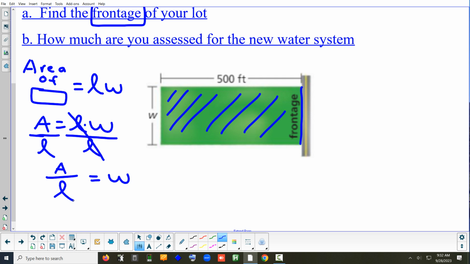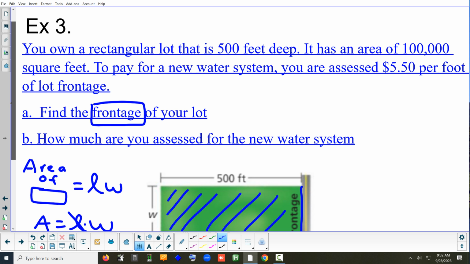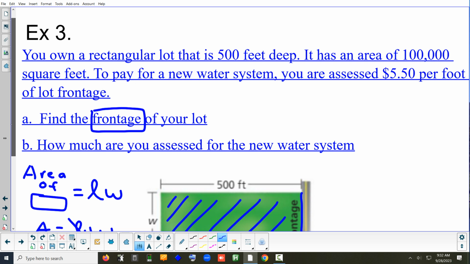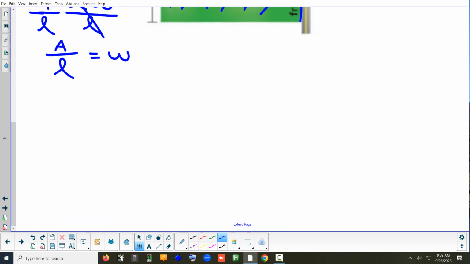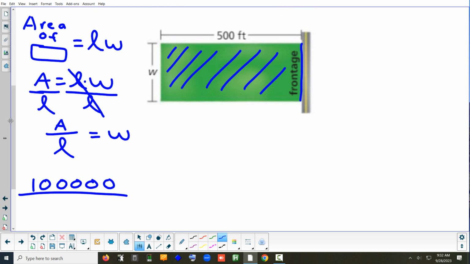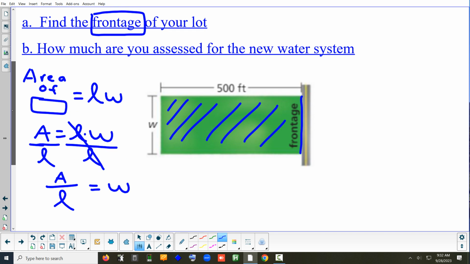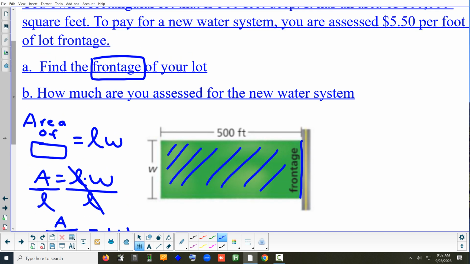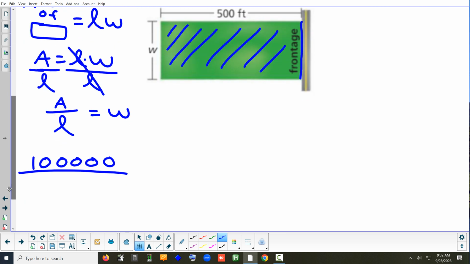Now we just have to look up these two pieces of information and see what they are. What's the area? 100,000. So I need a calculator for this. So 100,000, and then it says area divided by length. What's the length of your yard? 500 feet. That's the length. Length is the long side. So the length is 500 feet. And if I divide those two, it's going to give me the... Well, what's it going to give me first? The width. It's going to give me the width.